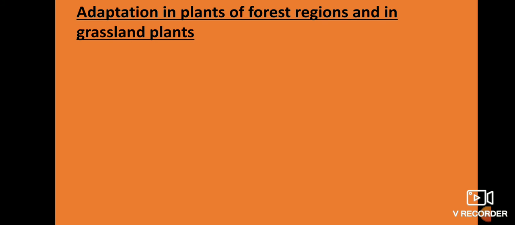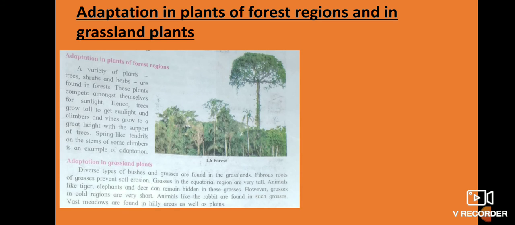Adaptation in the plants of the forest region and in the grasslands. See here, a variety of plants, trees, shrubs, and herbs are found in the forest. These plants compete among themselves for sunlight. Hence, trees grow tall to get the sunlight, and climber vines grow to great heights with the support of the trees. Spring-like tendrils on the stems of some climbers are an example of adaptation.